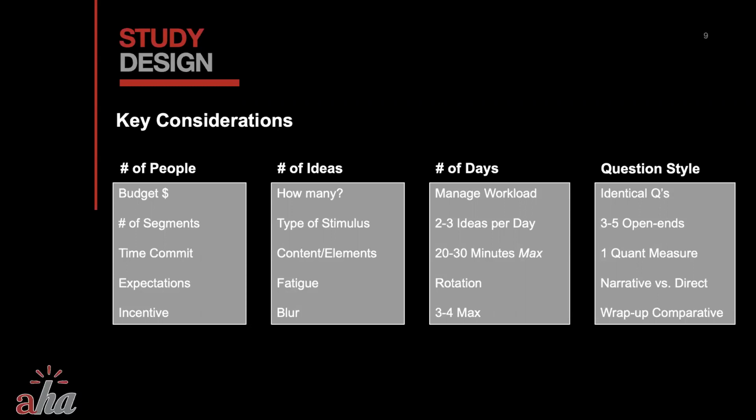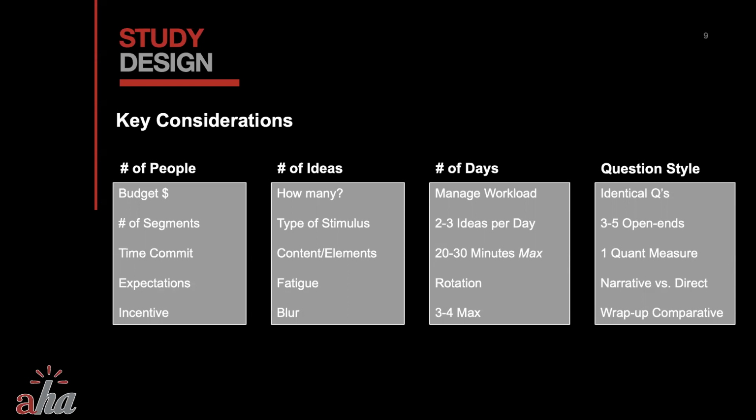How many ideas? You can show many ideas, of course, but you want to limit the number per day to like 2 or 3 on a qual deep dive. The big reason for that is that when people get too much further than 2 or 3 ideas, they tend to get fatigue and blur. And the fatigue means they'll write less and less around each idea. And the blur, if they get to a 5th idea in a day or a 4th idea, they might start talking about the 1st idea or the 2nd idea while they're actually reporting back on the 5th idea. So fatigue and blur are real considerations.